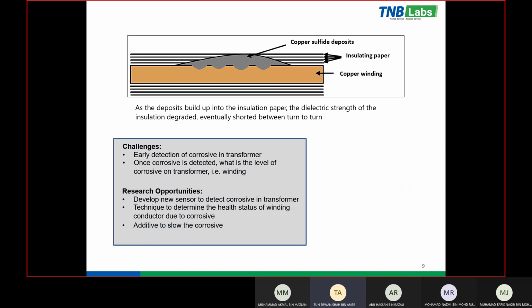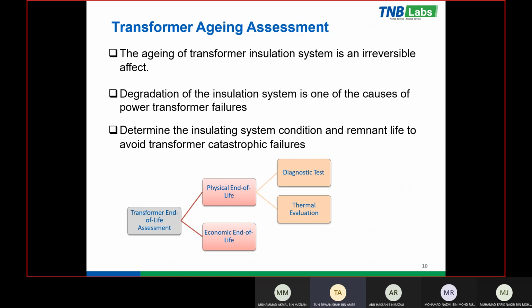First, it can develop a new sensor to detect corrosive sulfur in transformers. Second, a technique to determine the health status of the winding conductor due to corrosive sulfur. And lastly, an additive to slow the corrosion. That's all from me. Okay, thank you, Akmal.